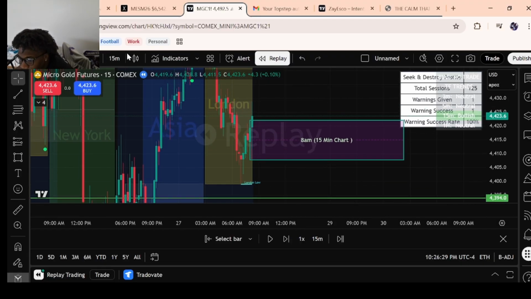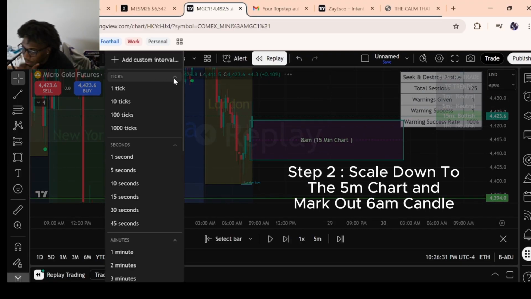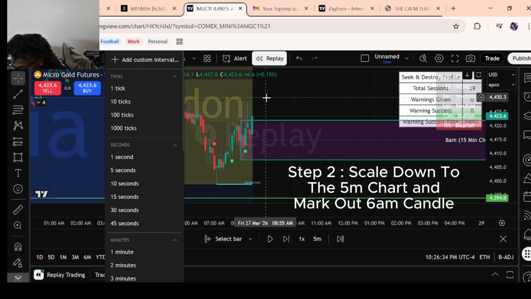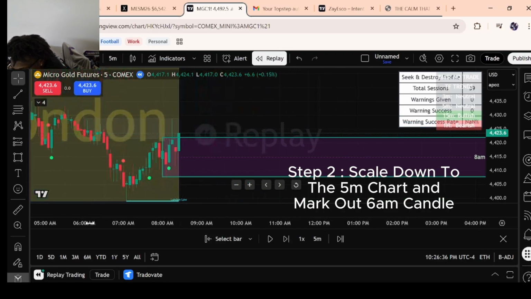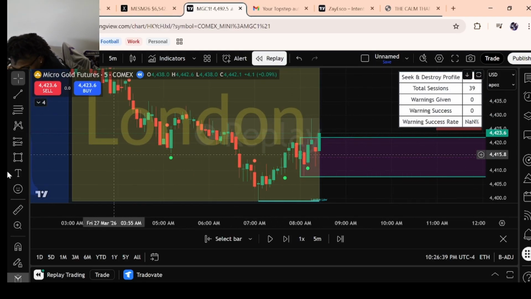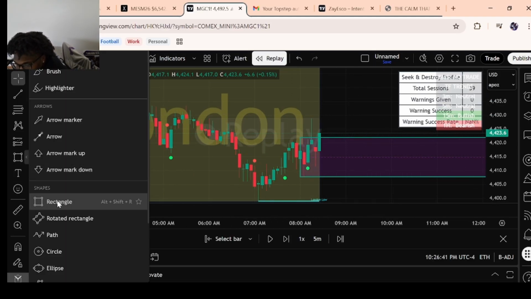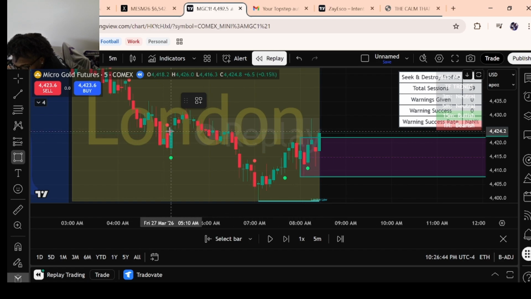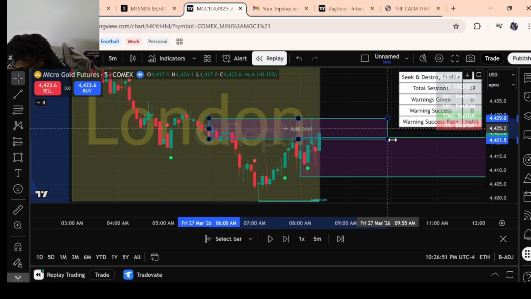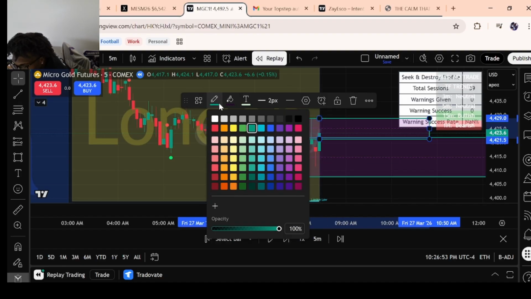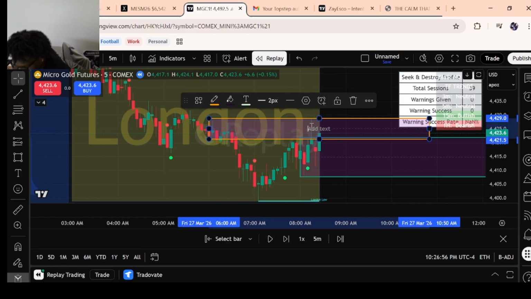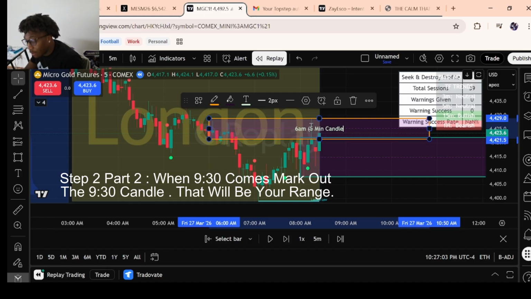Step two of my setup is now we go to the 5-minute chart, right? Go to the 5-minute chart. Now we find the 6 a.m. candle, right? So we stretch it out. Find the 6 a.m. candle, right? 5 a.m., 6 a.m. right here, right? Same thing. Top to bottom, stretch out. Now, so I don't get confused, I change the color. So let's change it to orange, right? Now, 6 a.m. (5-minute candle), right? 5-minute candle, boom.